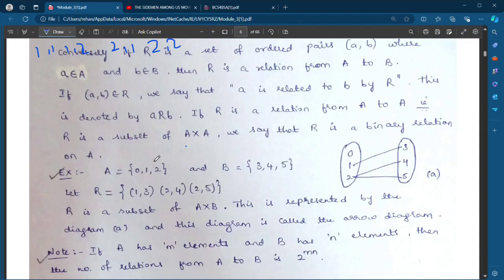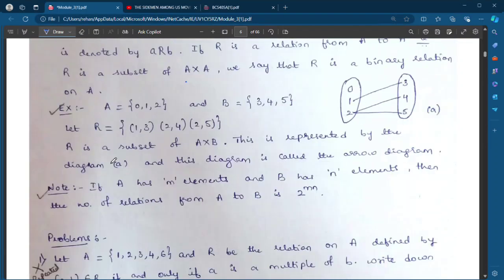So we have an example: set A is {0, 1, 2}, set B is {3, 4, 5}. Let R be the relation {(1,3), (2,4), (2,5)}. So 1 is related to 3 by the relation R, then 2 is related to 4, then 2 is related to 5. So R is a subset of A cross B. This is represented by a diagram, and the diagram is called the arrow diagram. You will be like, where is the arrow? It's not there. Just put it off, no problem.